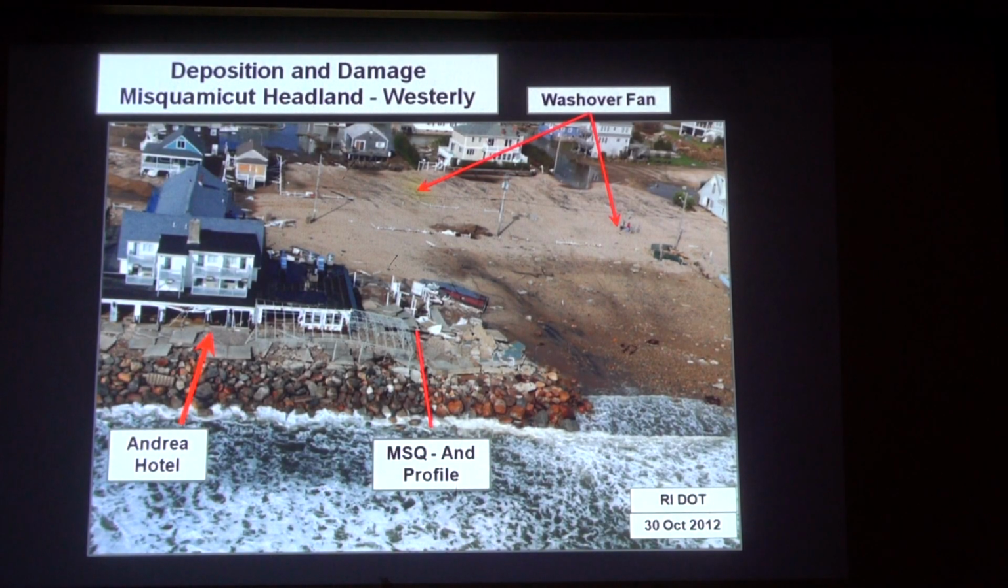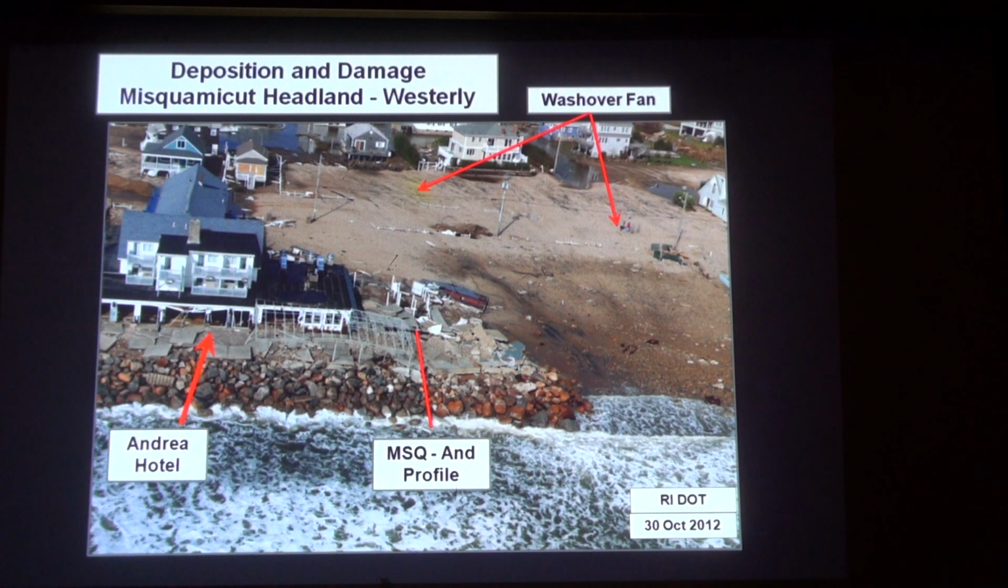Okay, now, here is deposition here and damage in Westerly. So here is the washover fan, here is the Andrea Hotel, and there we had a beach profile right there. We've since reestablished the profile, but it was actually on a post on a concrete slab. And here are the concrete slabs. They've been moved around a bit, so we lost the profile, but we reestablished it.